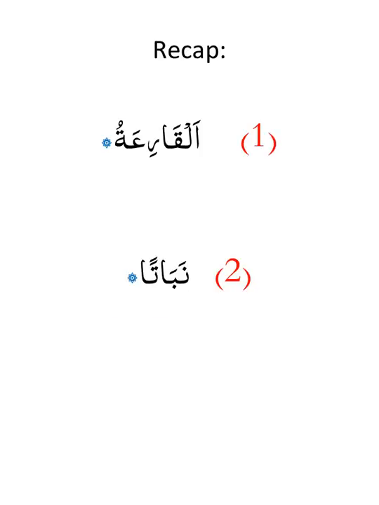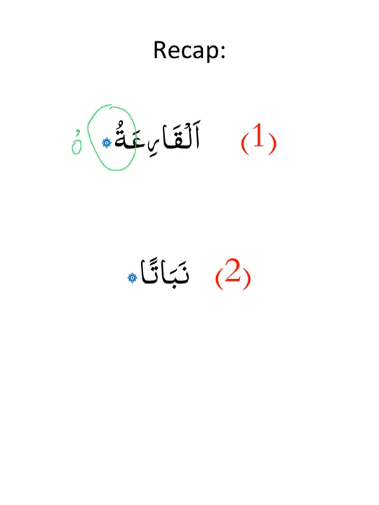So let's have a recap. Number one, the first rule which we've covered are words which end with what we called a round ta. And the rule was very simple. We change it to a ha and we place a sukoon. So al-qari'ah, this word al-qari'atu, it will be, come on children, al-qari'ah. I hope that makes sense.